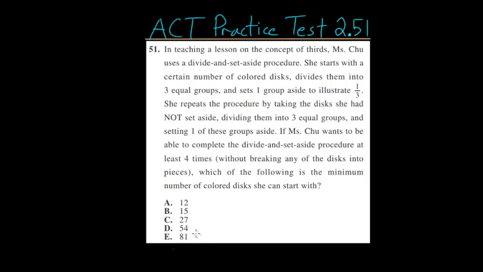But a number like 81, this is actually 3 to the 4th power. So we know that this is divisible by 3 4 times repeatedly. So you can conclude from that argument that choice letter E would be the correct answer, since this is the only number that would work.